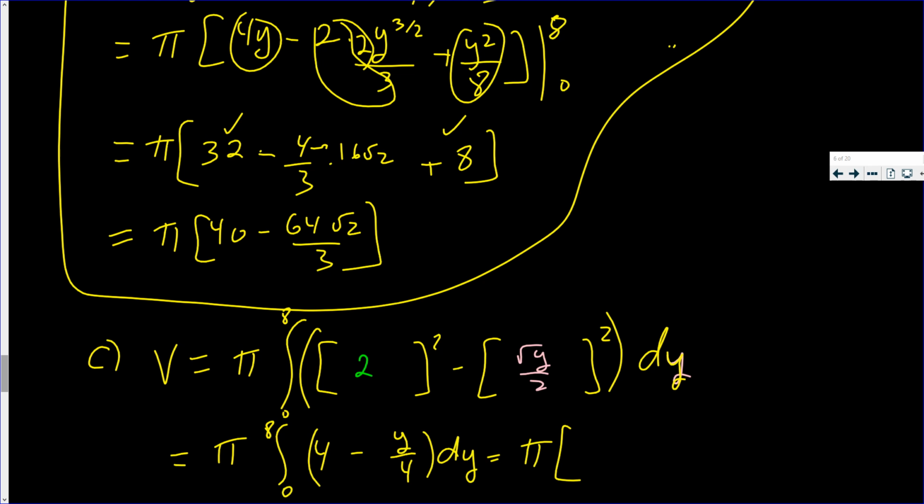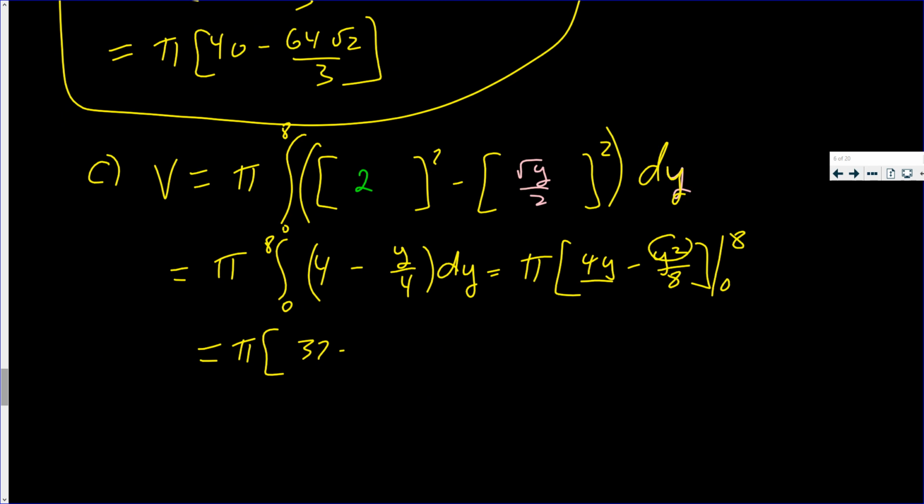The integral of 4 dy is 4y minus y squared over 8. And this goes from 0 to 8, and it turns out that if you plug in y equals 0, you get nothing. So we just plug in 8. 4 times 8 is 32. 8 squared over 8 is 8. You subtract those two numbers, you get 24. So the answer to part C is 24 pi.